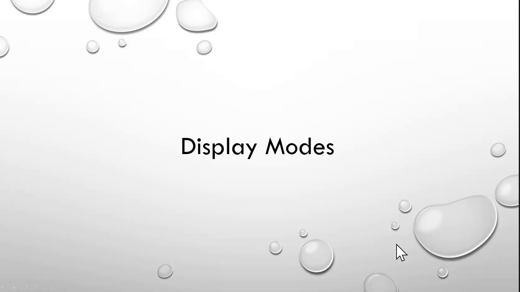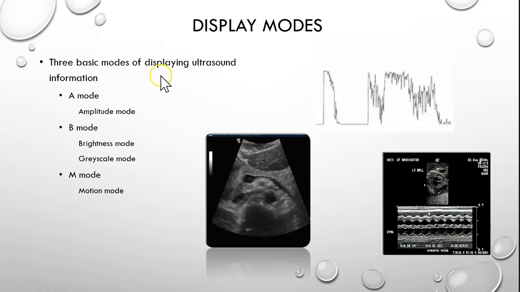Alright, let's talk about the different display modes. So there's three basic display modes with ultrasound. We have A mode, which is known as amplitude mode, and this is the amplitude mode image. Okay, and remember, amplitude mode is amplitude in the y-axis and time or depth in the x-axis.